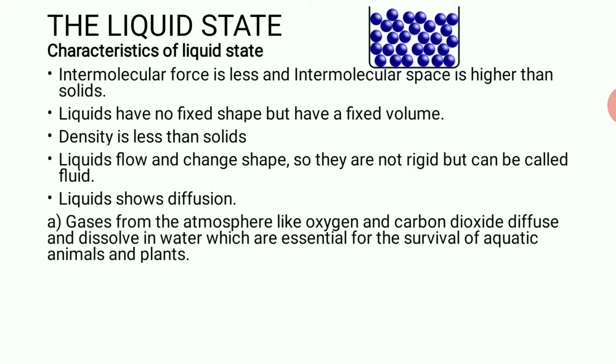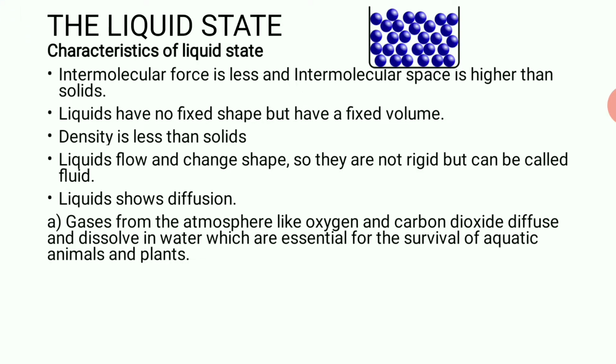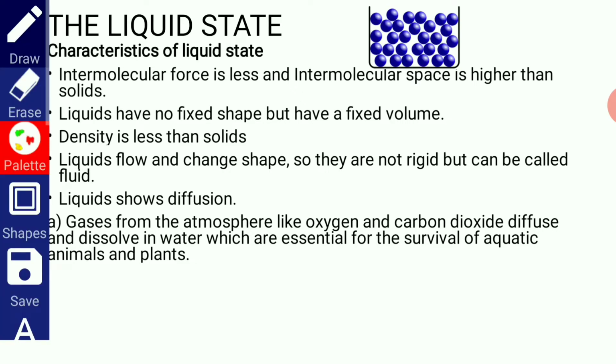Due to the property of diffusion, the aquatic animals are able to survive, are able to respire, because the aquatic animals need oxygen and the aquatic plants need carbon dioxide, and this oxygen and carbon dioxide are available to the aquatic animals and plants through the property of diffusion.